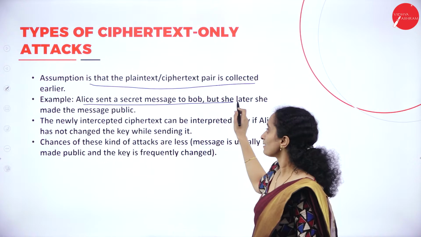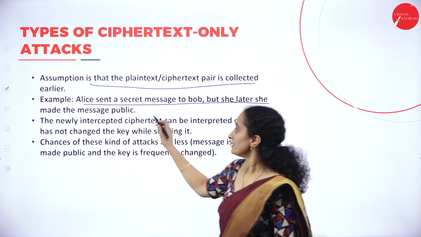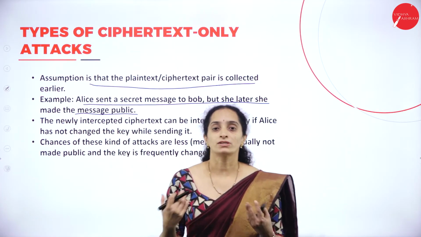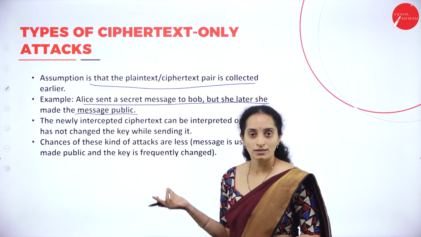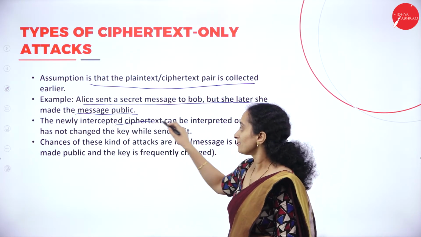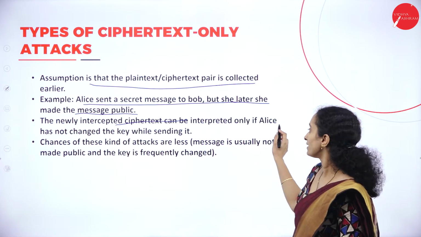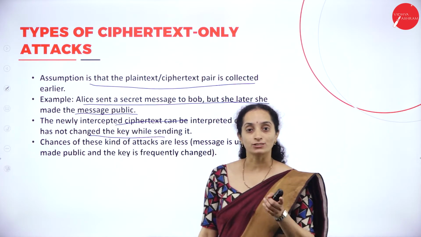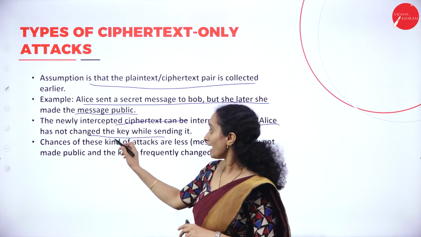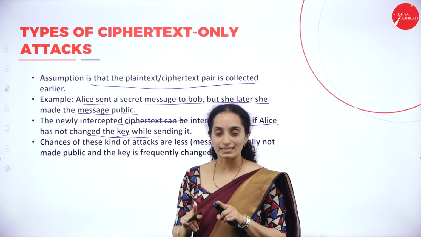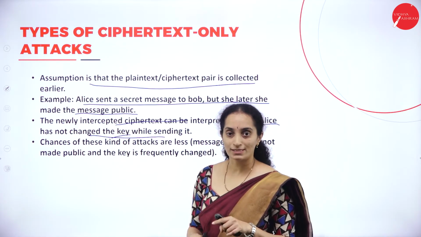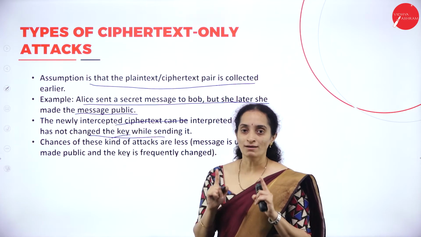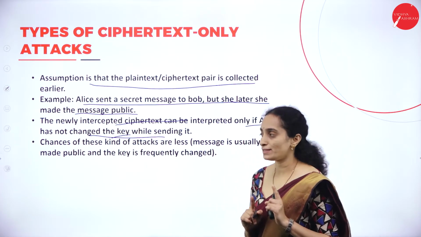Example: Alice sent a secret message to Bob, but somehow the message became public, which was collected by the adversary, Eve. The newly intercepted ciphertext can be interpreted only if Alice has not changed the key while sending it. Either she has to change the message itself or she has to change the key. If the key is the same and the ciphertext is also the same, the message is also the same, then Eve can easily get into the message. She can easily assume what the message will be.